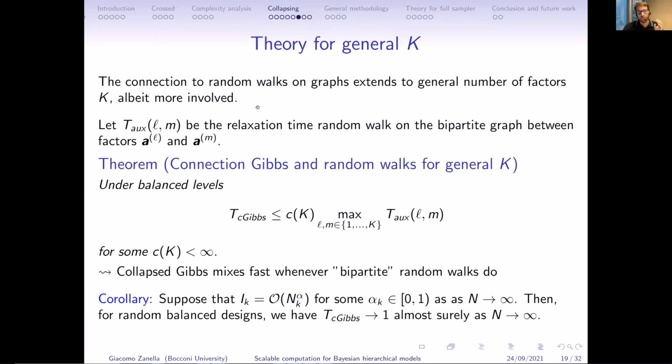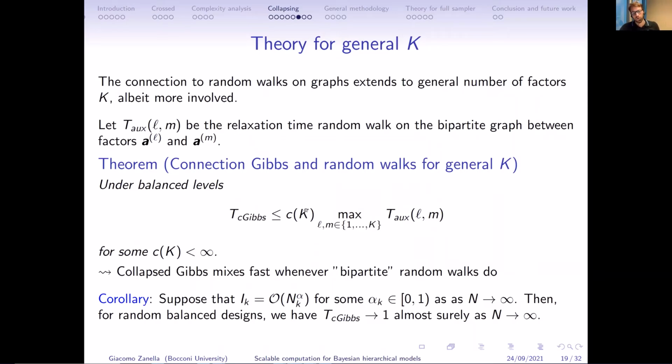So consider now K categorical factors. You don't have only one random walk. So you have maybe item, user, and day, or sex, or other categorical factors. And then for each couple of categorical factors, you have a random walk between A_L and A_M. And the result basically says that if all these random walks mix well, then the collapsed Gibbs sampler, and similarly collapsed backfitting and so on, will mix well.